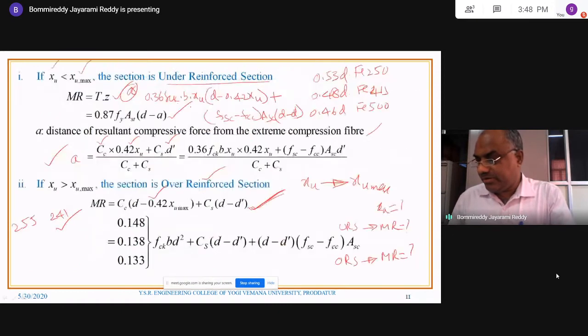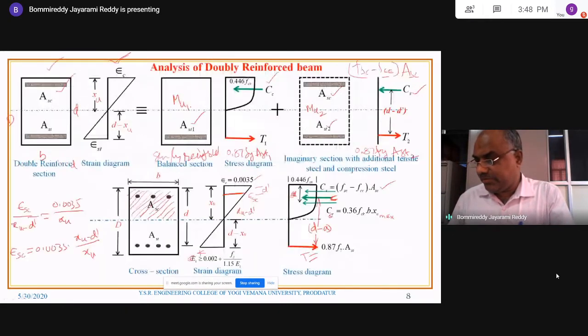I'll go through once again a bit fast. A doubly reinforced beam can be split into two sections. One is the singly reinforced balanced section, plus additional tensile steel reinforcement at the bottom and compressive steel at the top, and these are the two associated diagrams.